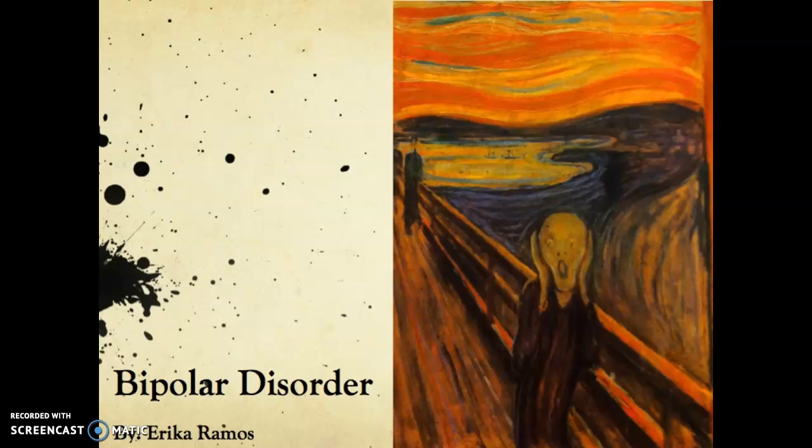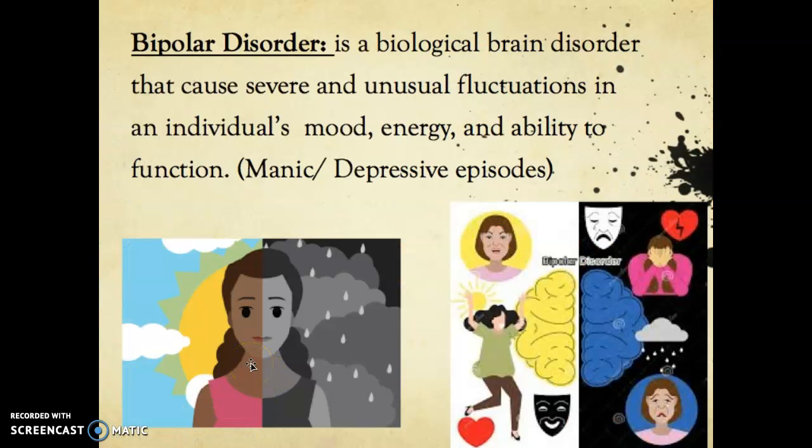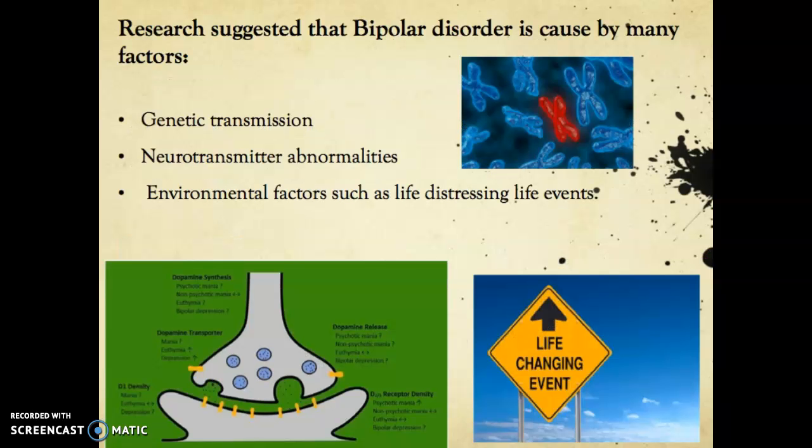Bipolar disorder is a biological brain disorder that causes severe and unusual fluctuation in an individual's mood, energy, and ability to function, such as mania and depressive episodes. Suggested research says it's caused by many factors such as genetic transmission from a parent to offspring, neurotransmitter abnormality, and environmental factors such as distressing life events, abuse, mental stress, and traumatic events.